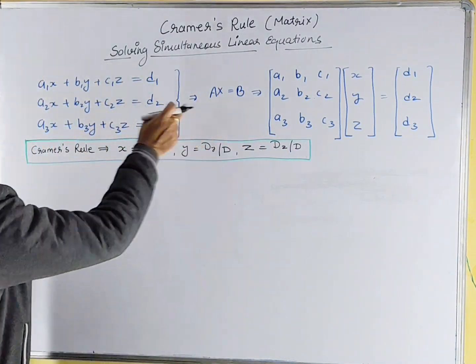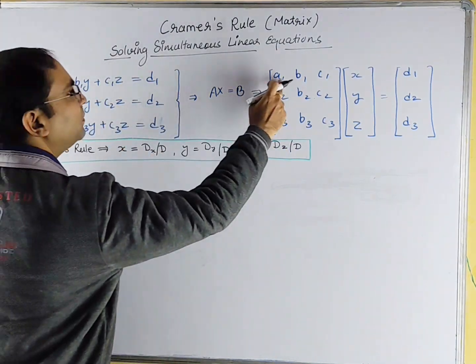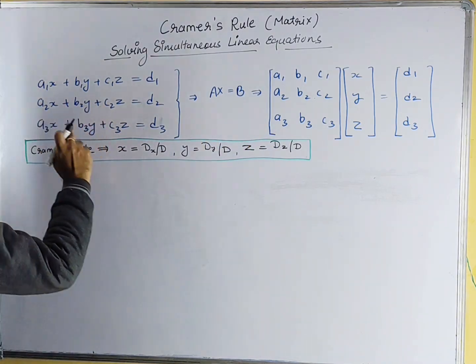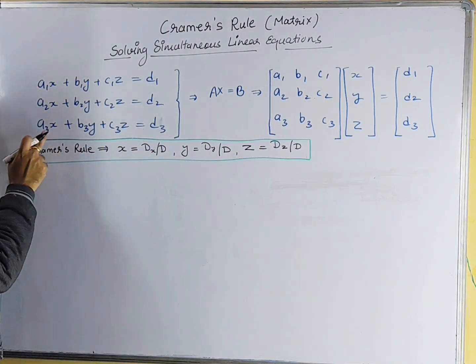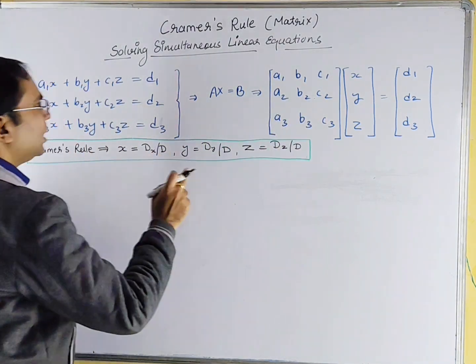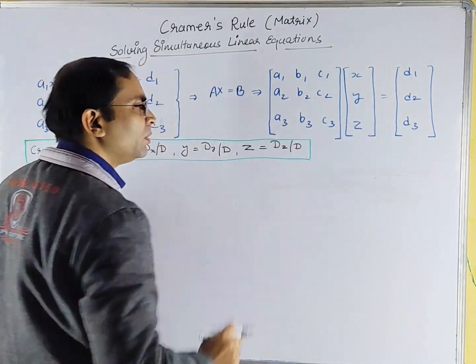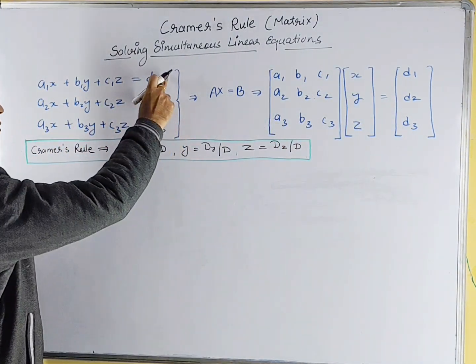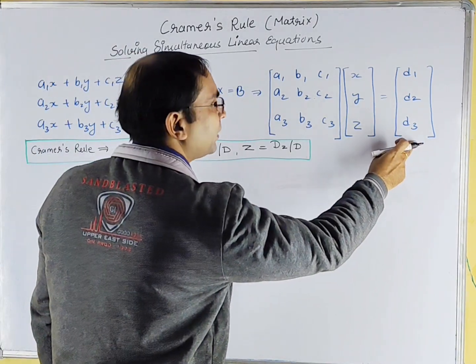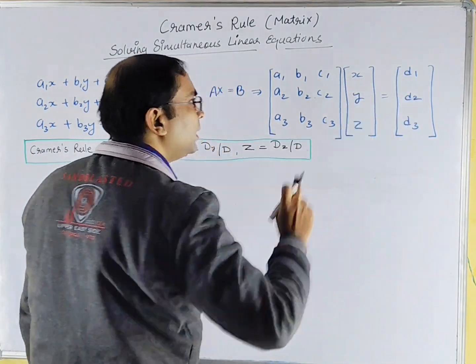So here A will be a1, b1, c1 in the first row, then a2, b2, c2 in the second row. Similarly, a3, b3, c3 in the third row. And then we have three variables x, y and z. This will be a column matrix. For the solution, we have d1, d2 and d3. So this is the matrix of solutions d1, d2 and d3.